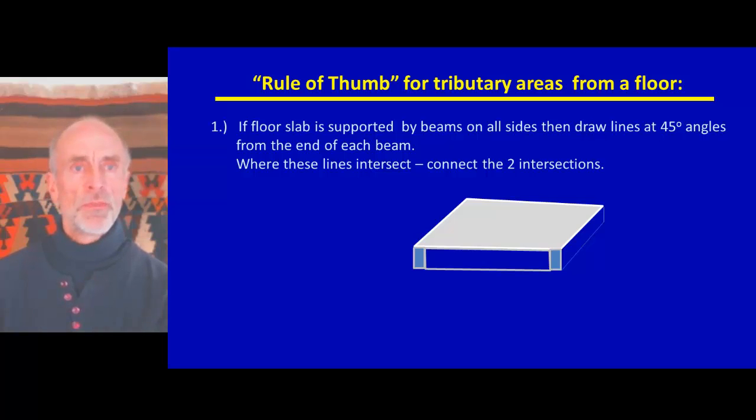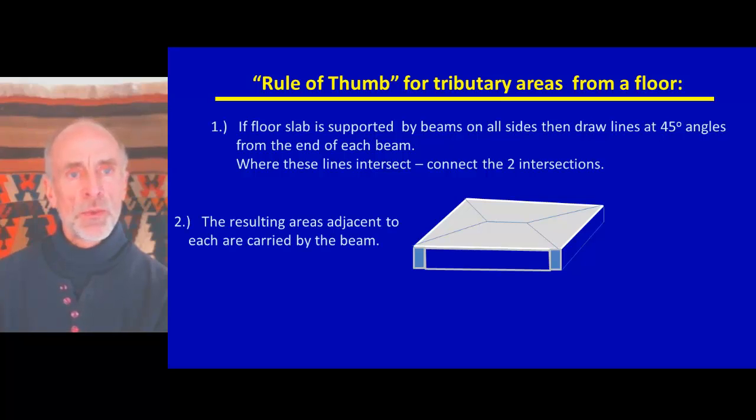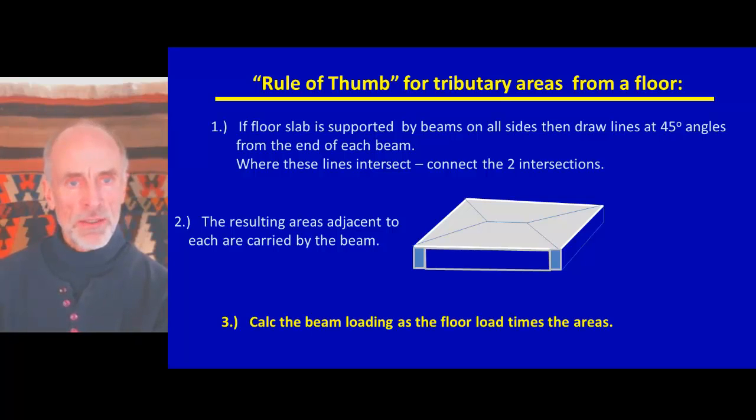Calculate the beam loading as the floor load times the area of half the strip. A second rule. If floor slabs are supported by beams on all sides, then draw lines at 45-degree angles from the end of each beam. Where these lines intersect, connect the intersections. The resulting areas adjacent to each beam are carried by the beam. Calculate the beam loading as the floor load times the area.